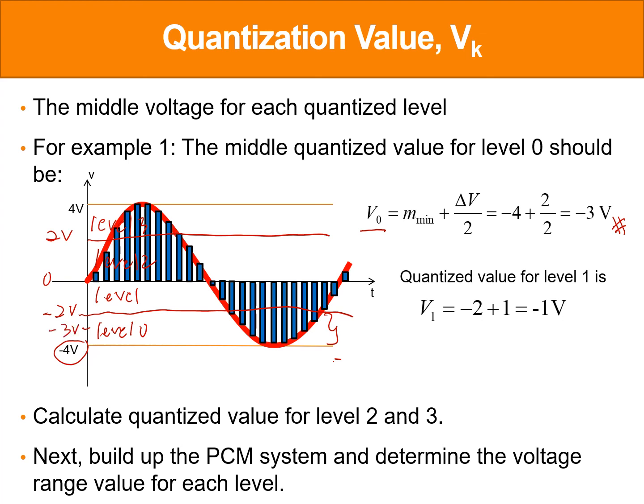Okay, let's try another level. Quantized value for level 1. So V1 equals the M minimum for this level, -2, plus delta V of 2 divided by 2, which is 1, and the answer is -1. So the middle value for this level is -1 volt. So let's try the next quantized values for level 2 and level 3. Simply we can say that here the quantized value is 1 volt and here is 3 volt.